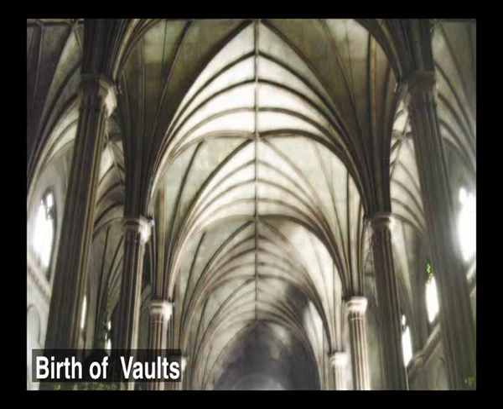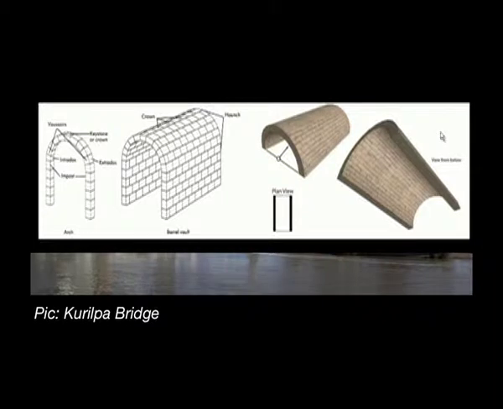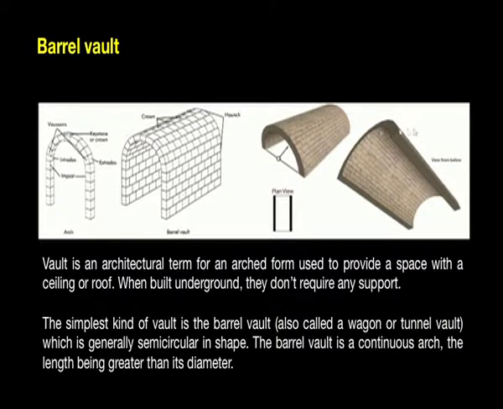Let us move on to another subject called vaulting. What is a vault? Let us define the vault in very simple terms. We will talk about one barrel vault, which is the basic of all the vaults. It is defined in this way. Vault is an architectural term for an arched form used to provide a space with a ceiling or a roof. Here, this is an arch. We know that. This is the face of an arch.